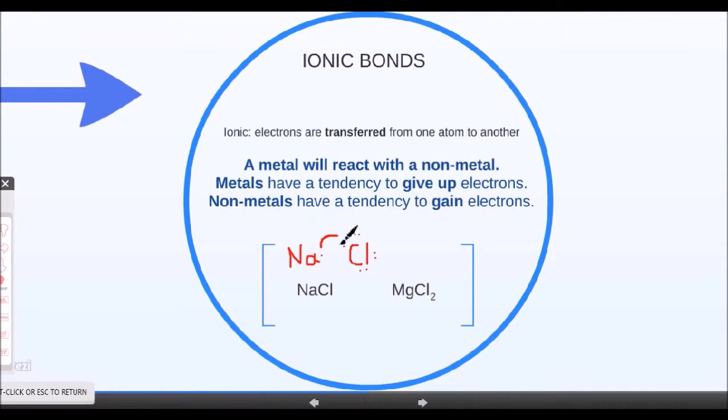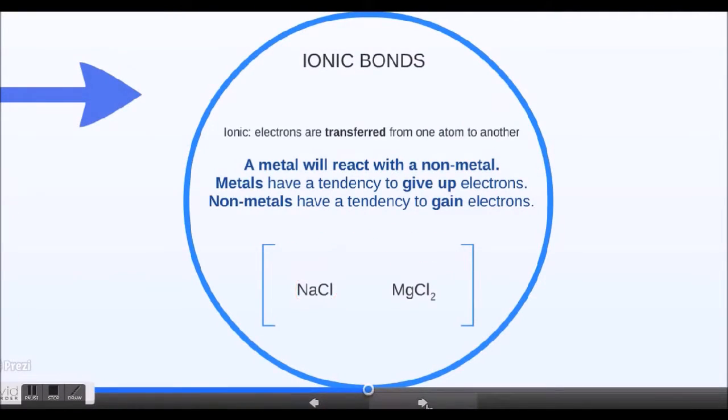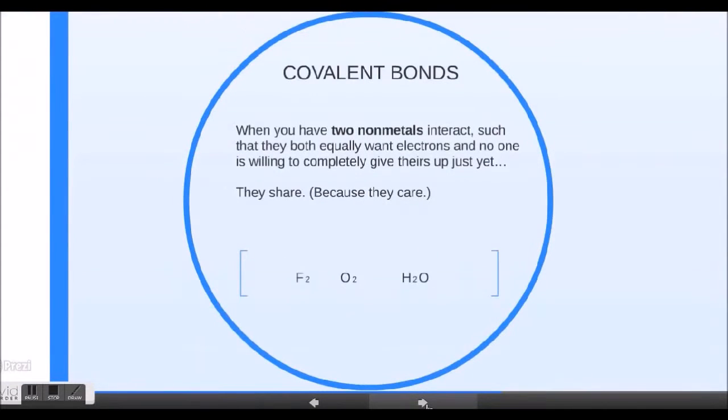So a perfect example is sodium chloride. Sodium gives up one electron and chlorine accepts that electron. Same thing as magnesium chloride. Magnesium is a metal, so it will give up its electrons and chlorine will accept them.